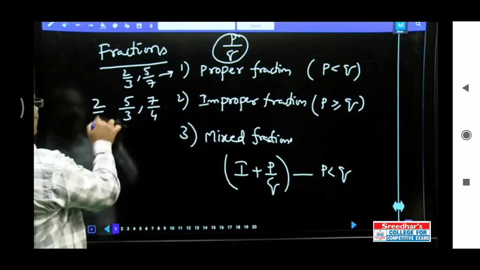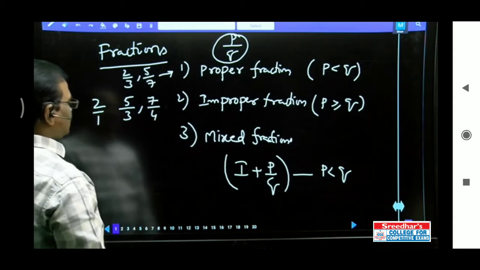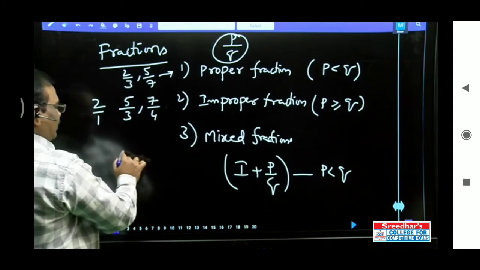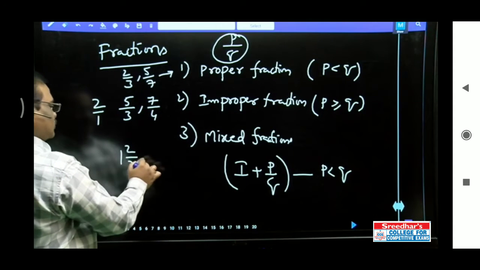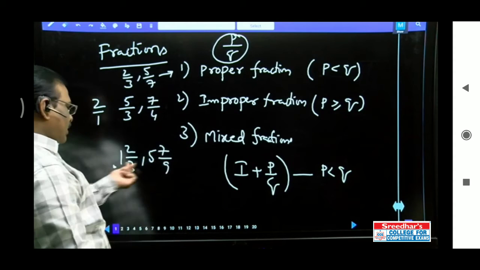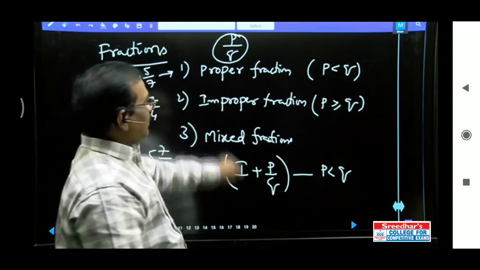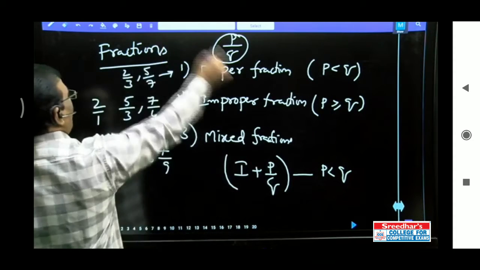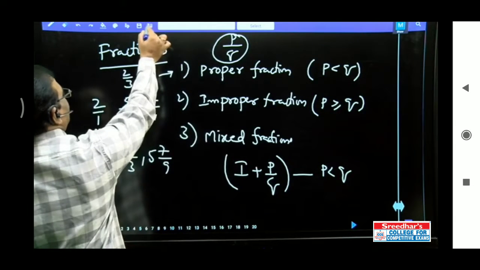Improper fractions: 5 by 3 and 7 by 4. And 2 by 1 is also an improper fraction. Mixed fractions: 1 and 2 by 5, 7 by 9, an integral part with a proper fraction. These are the different types of fractions. So these are all rational numbers. Next, irrational numbers.